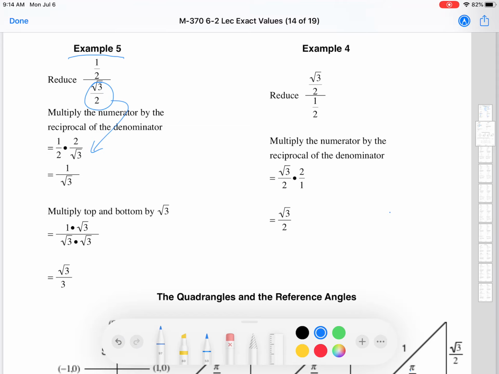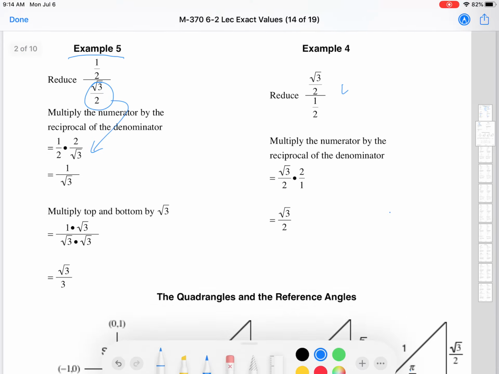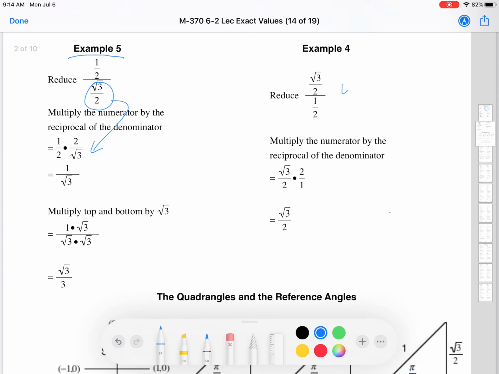Then over here, we have root 3 over 2 divided by 1/2. It's the 1/2 that gets flipped, always the bottom one. 2 over 1, just basic arithmetic. The 2's cancel out, and you're just left with a mistake, right? I hope that you saw that. So here we found another mistake within the notes.